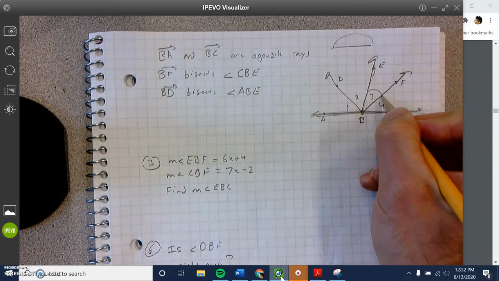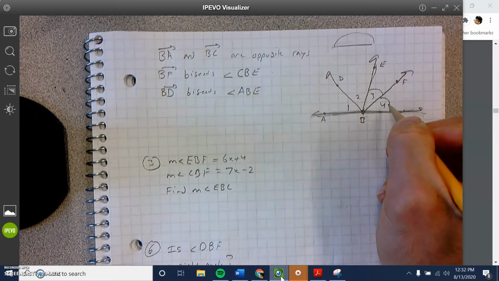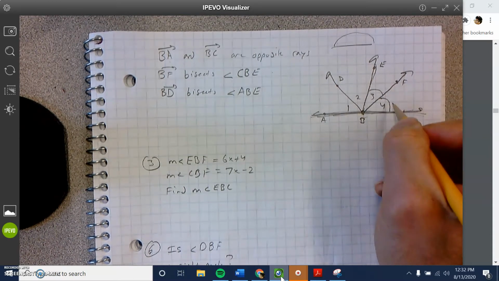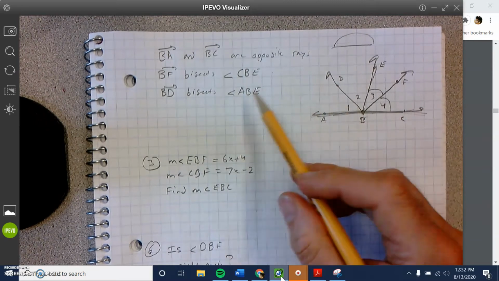So what does that mean? Angle 3 and angle 4 are congruent. So write down these two. So mark down these two lines. That means that this angle and this angle are the same. All right, what else does it say?